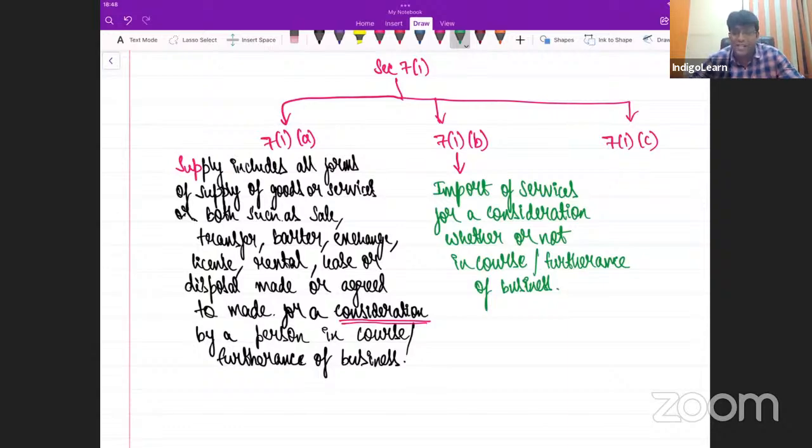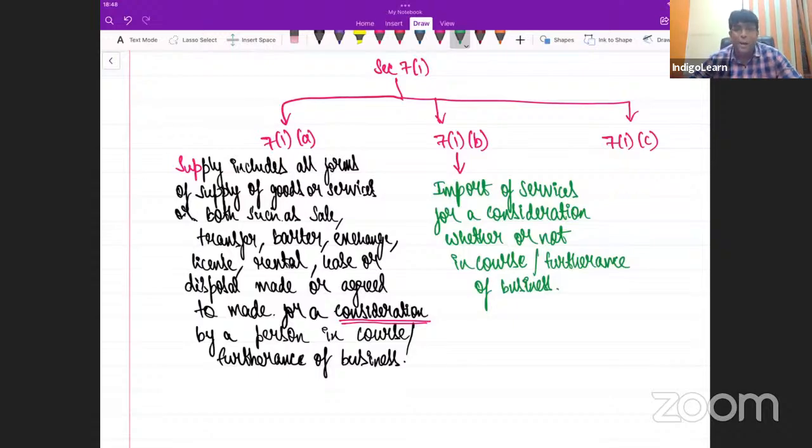Come on guys, what is the language I just told? If you import for business use or import for personal use, still it is regarded as supply. Classic example: we all know an app like Netflix. Netflix is not an Indian app, it's a foreign app. When you are making payment for a Netflix subscription, you are importing some service and it is not for your business use, it is for your personal use. But still it is regarded as supply.